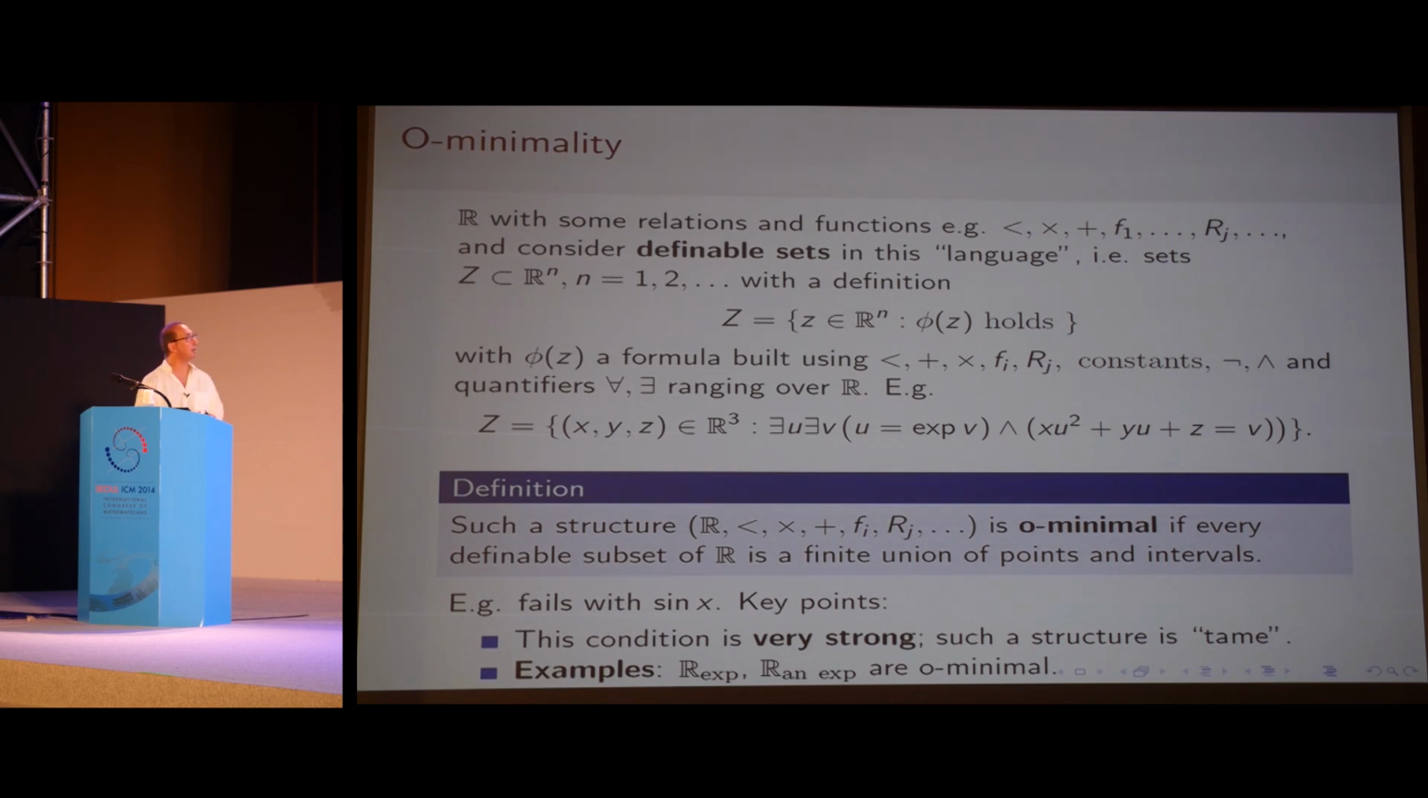And I've just written down one example that was as long as I could get on the line. Now, such a structure, that's a very general object, such a structure is called O-minimal if all the definable subsets of R are finite unions of points and intervals, possibly unbounded. So for example, this fails if one of your functions was the sine function because its zero set doesn't have this form.